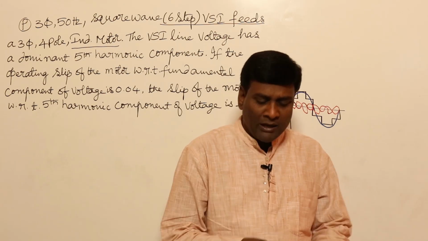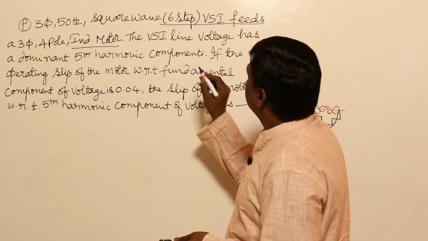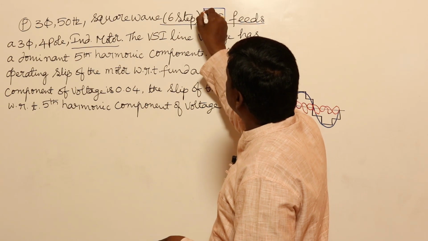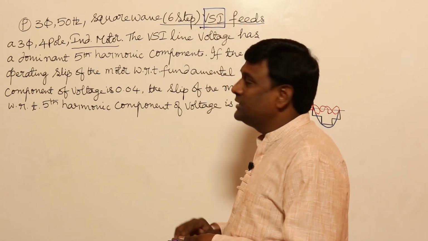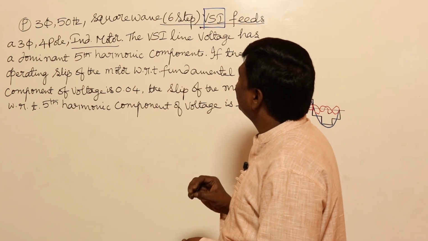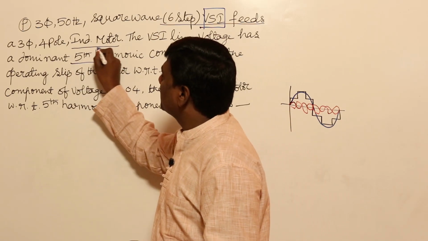Okay, now come back to the input voltage. Let us read the question again. A square wave 6-step VSI, voltage source inverter, feeds a 3-phase 4-pole induction motor. The VSI line voltages have a dominant fifth harmonic component.